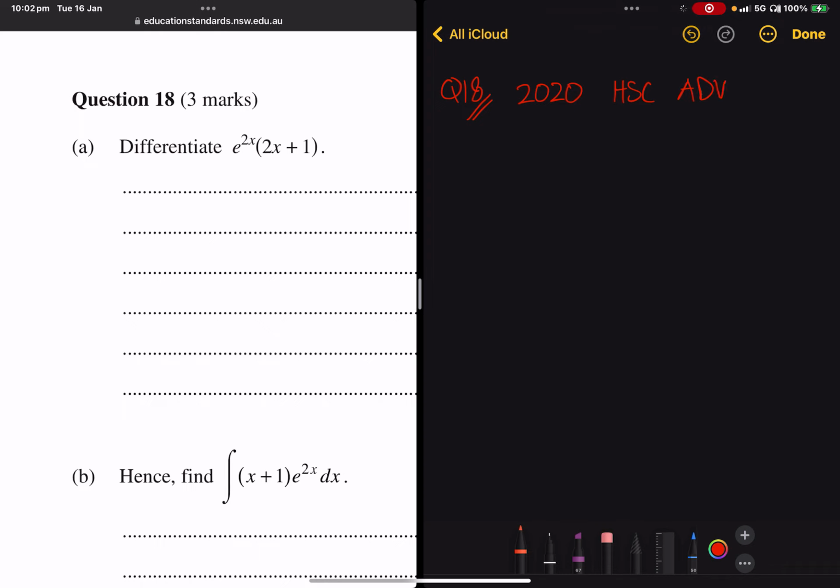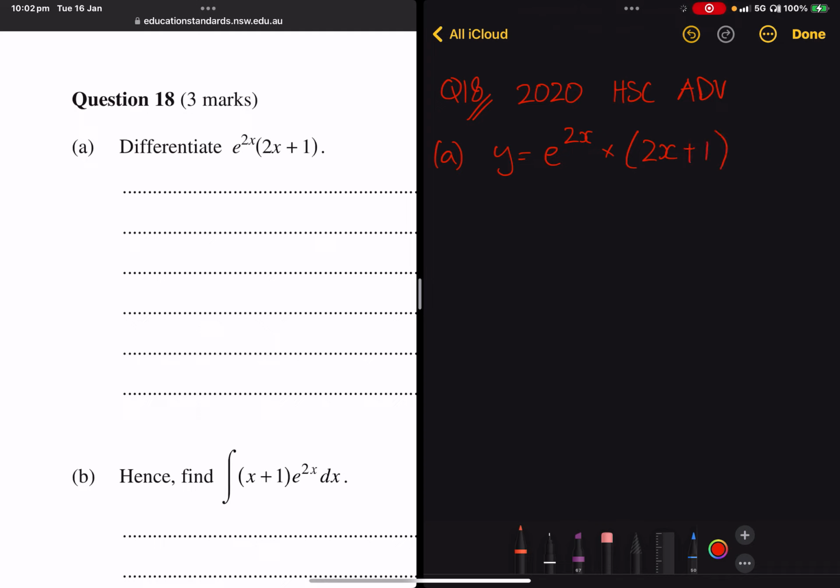This is a very classic introductory calculus question. It's worth 3 marks and it's broken into 2 different bits. Pretty much if you get the first bit, the second bit directly follows. So we're told in part A to differentiate this function. So we're going to say y equals e to the 2x times 2x plus 1.